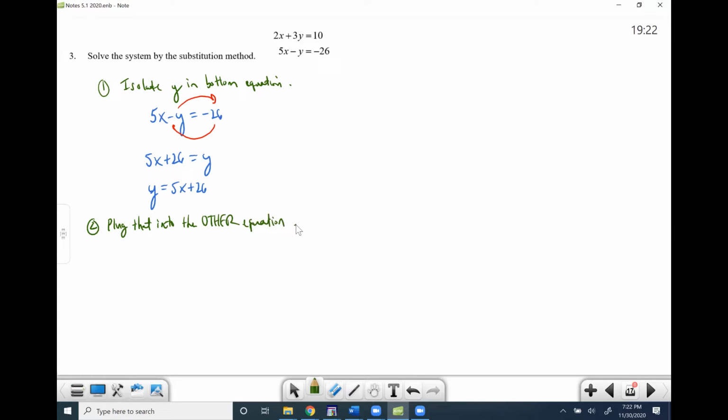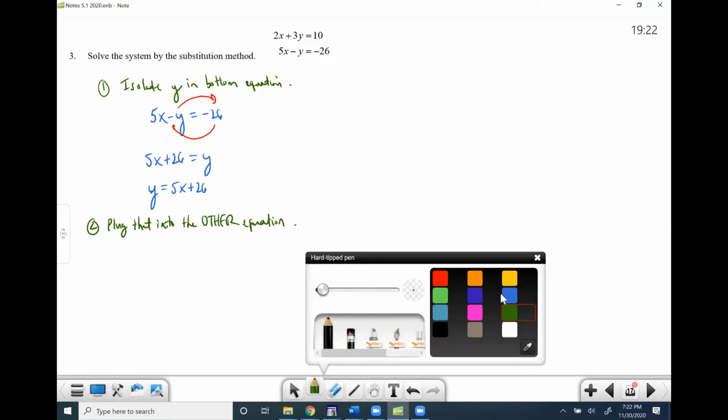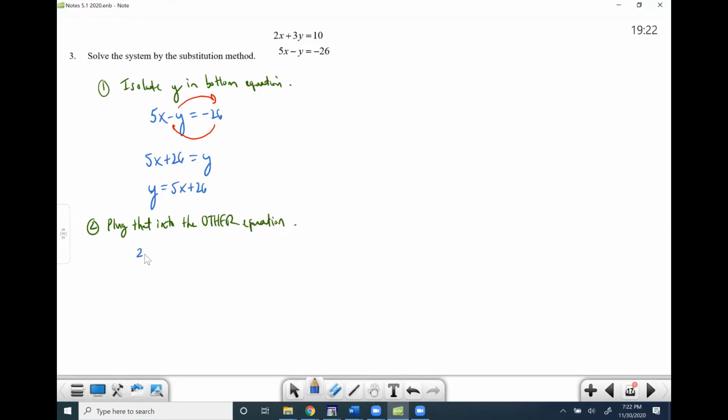All right, so we're going to take our other equation, which is this guy. And instead of writing y, well, we now know that y is 5x plus 26. So we're going to put it in his place. We basically wrote this guy out, but we didn't write y. We just put 5x plus 26 in there.